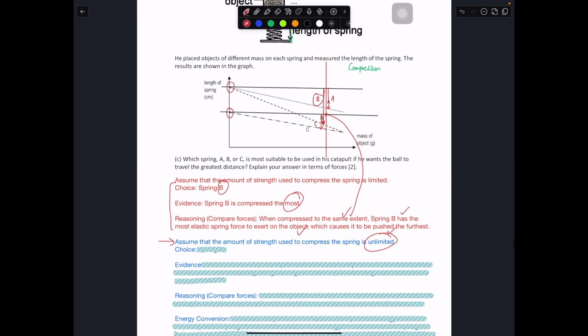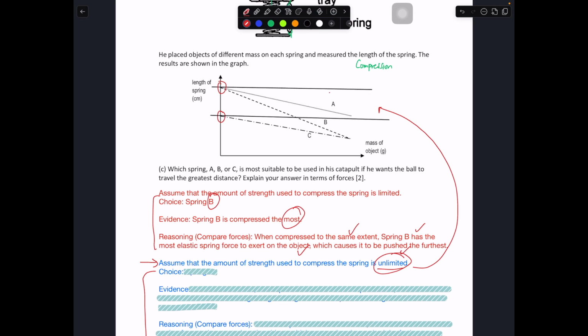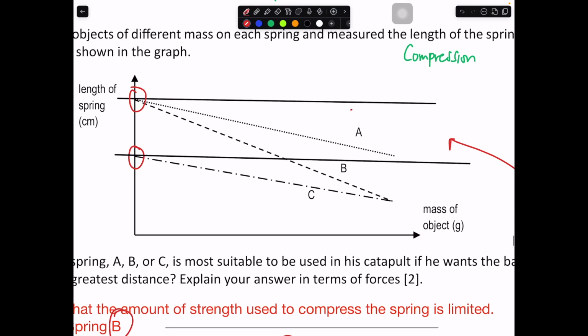So now you take a look at the answer in blue. I'm going to reinterpret the diagram. Okay, the red color one is that because the amount of strength used to compress the spring is limited, I will choose the one with the most compression, because it will allow the spring to be compressed the most, to exert the most elastic spring force, to launch the ball furthest. But now I'm saying that if it's unlimited, I'm going to use the blue color, and this is how I'm going to do it. Okay, so if it's unlimited, I will choose A. So this is actually why I choose A.